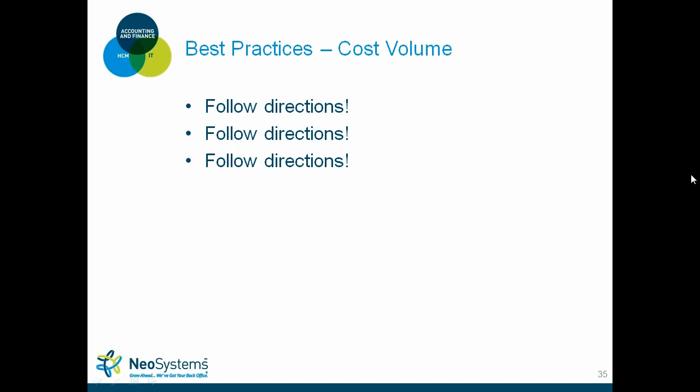So obviously, pricing and cost volume, it's all about following directions. That's pretty simple. If you can't follow directions, or you miss a certain piece within the cost volume, it doesn't matter how good the technical approach side is, most source selectors will go ahead and throw the RFP out.